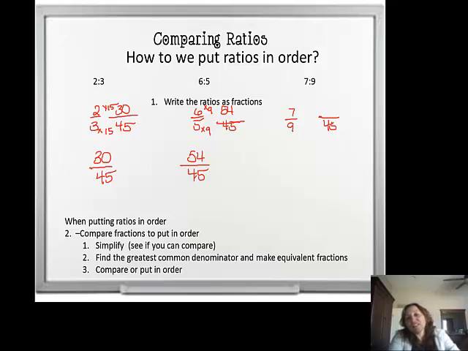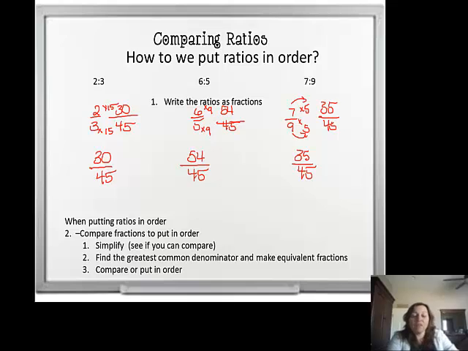And then our last one is 7/9. We need to get that to 45 on the denominator. So 9 times 5 is 45. We're also going to have to multiply the top. So we're going to do both of these, which is 35/45.